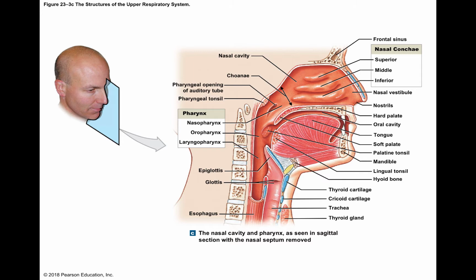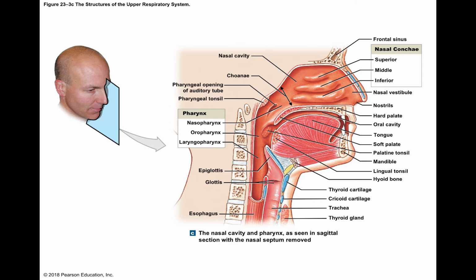And then in this larynx area, we're going to go over the cartilage that's in there. The first cartilage that we see is this cartilage here, and it acts kind of like a cover for the opening to the trachea. The opening of the trachea is called the glottis, and the cartilage that covers it is called the epiglottis, because it covers the glottis.